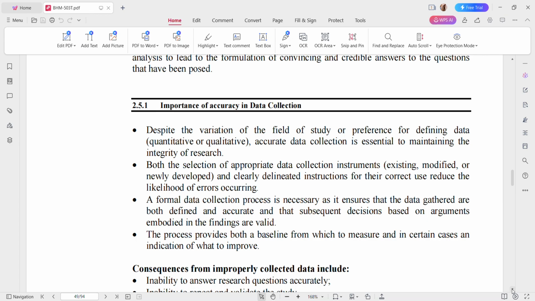Alright? So that's it. Next, a formal data collection process is necessary as it ensures that the data gathered are both defined and accurate, and that subsequent decisions based on arguments embodied in the findings are valid. So formal data collection process is very necessary, no? Since it assures that the data gathered are defined and accurate.